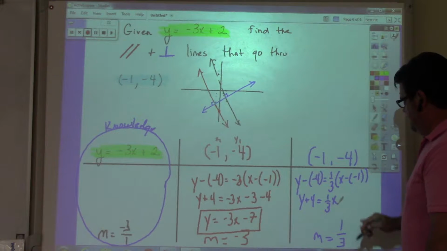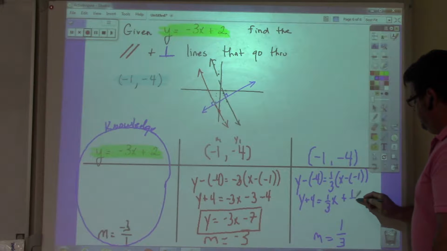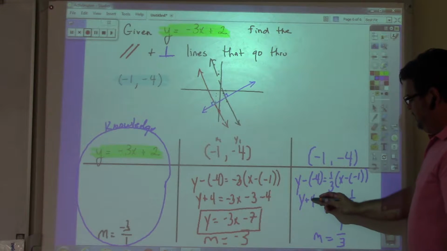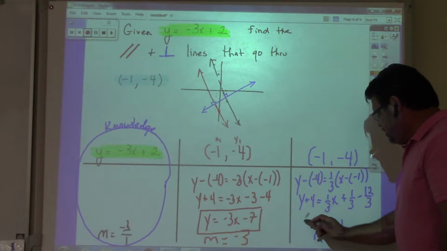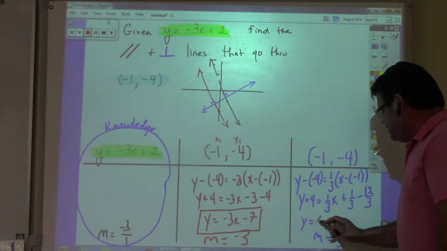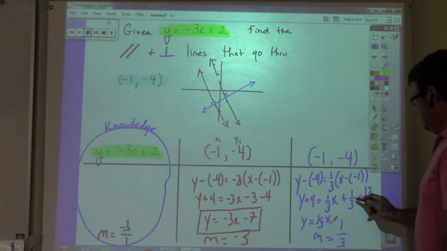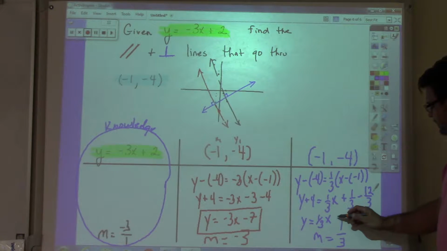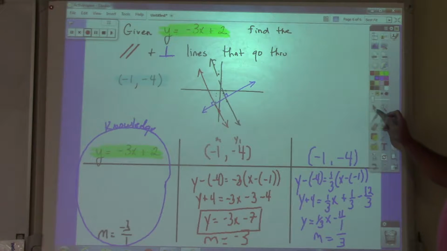x, that's a positive, plus 1/3. Bring the 4 over as minus 12/3. And no, I'm not going to tell you where that came from. You should know. y is equal to 1/3 x minus, what's 1 minus 12? 11. Negative 11/3.